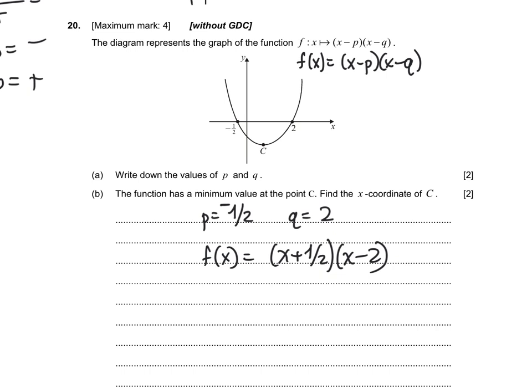The function has a minimum value at c. Find the x-coordinate of c. So we would do the average, the middle of those two x's. So negative 1/2 plus 2 over 2. So that's going to be 1.5, 3/2, over 2, which is 3/4. That's the x-coordinate of c.